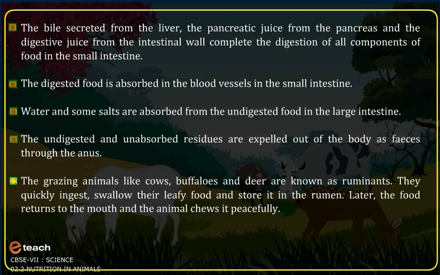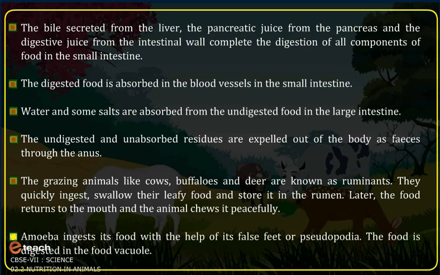The grazing animals like cows, buffaloes, and deer are known as ruminants. They quickly ingest and swallow their leafy food and store it in the rumen. Later, the food returns to the mouth and the animal chews it peacefully. Amoeba ingests its food with the help of its false feet or pseudopodia. The food is digested in the food vacuole.